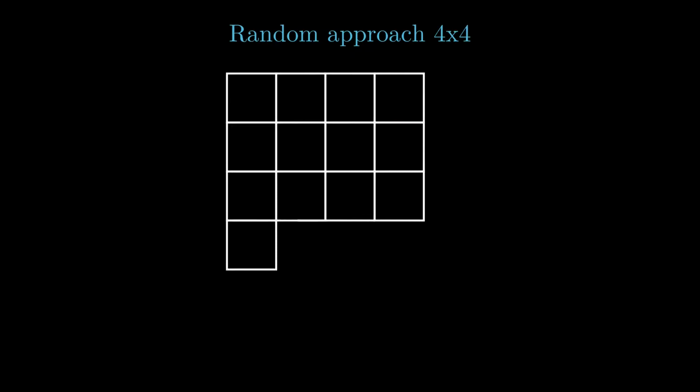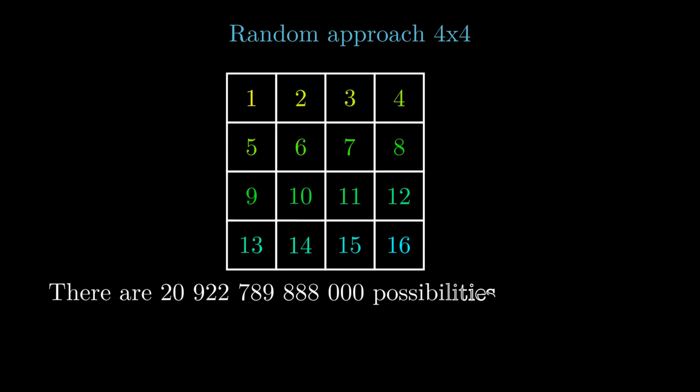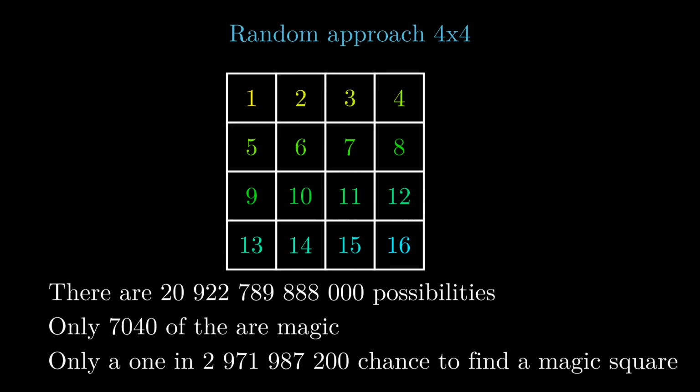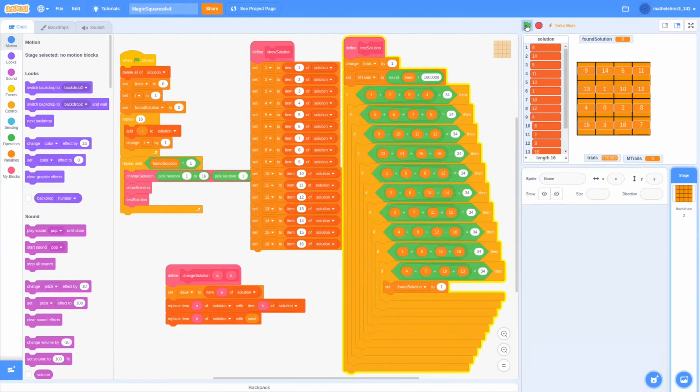Is it possible to extend this program to a 4x4 square? There are 21 trillion possibilities to arrange 16 different numbers inside the square. There are only 7040 magic configurations. The odds are 1 in 3 billion to find a magic configuration. A short test shows that no solution has been found, even after 2 million trials. So a lot of patience or quite a bit of luck is needed to actually find a solution in this way. This calls for the second algorithm.